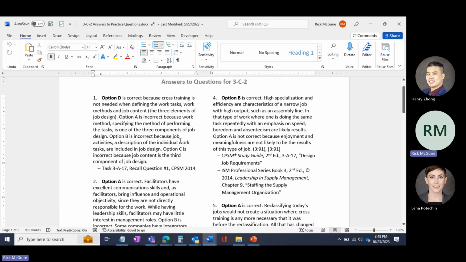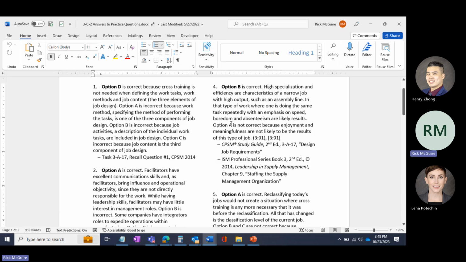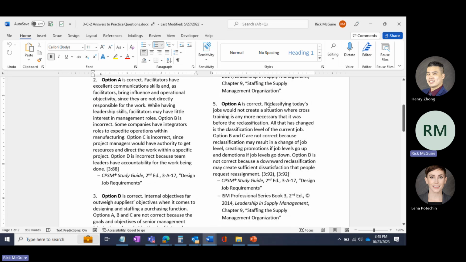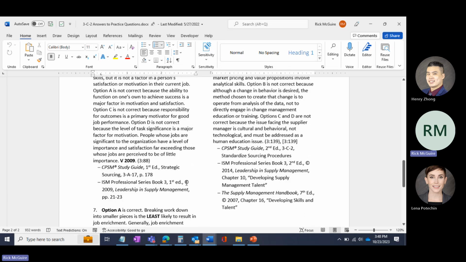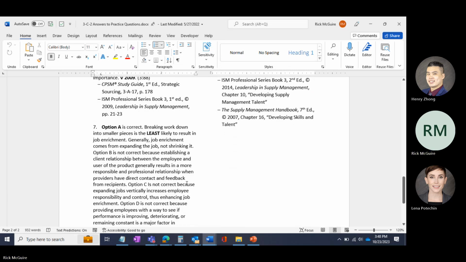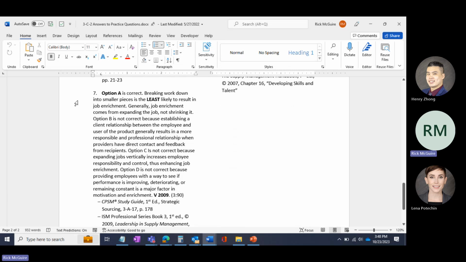4 is bravo. High specialization and efficiency are characteristics of a narrow job with high output, such as an assembly line. 5 is alpha. Reclassifying today's jobs would not create a situation where cross-training is any more necessary than it was before the classification. 6 is bravo. Job rotation may be used as a training tool or to expand people's skills. It's not a factor in satisfaction. 7 is alpha. Breaking work down into smaller pieces is the least likely to result in job enrichment.